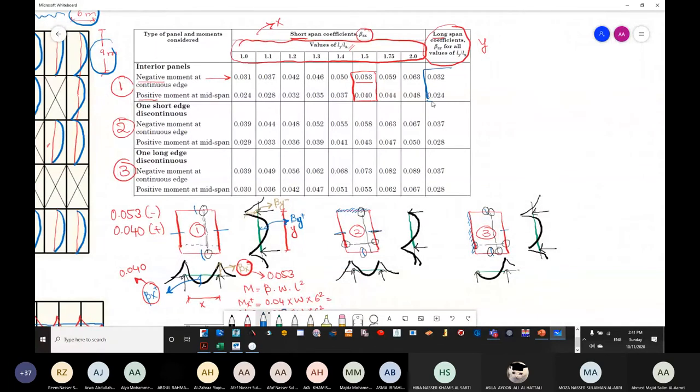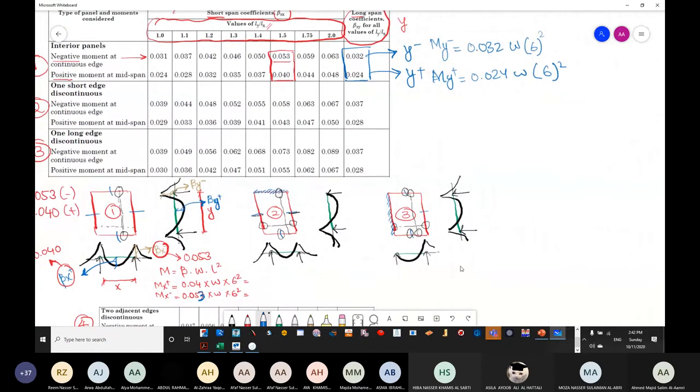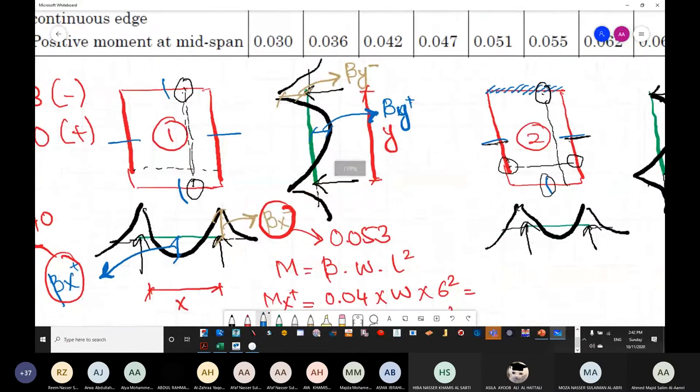Now for y you have two values for whatever is the ratio. This is representing y negative, and this is representing y positive. If you want to calculate My negative, you should use 0.032 multiplied by W multiplied by 6 square. If you want to calculate My positive, it's going to be 0.024 W Lx square. Always Lx is going to be used for both Mx and My, because x is dominating. Now for this drawing, for case number one, how many moments are there?